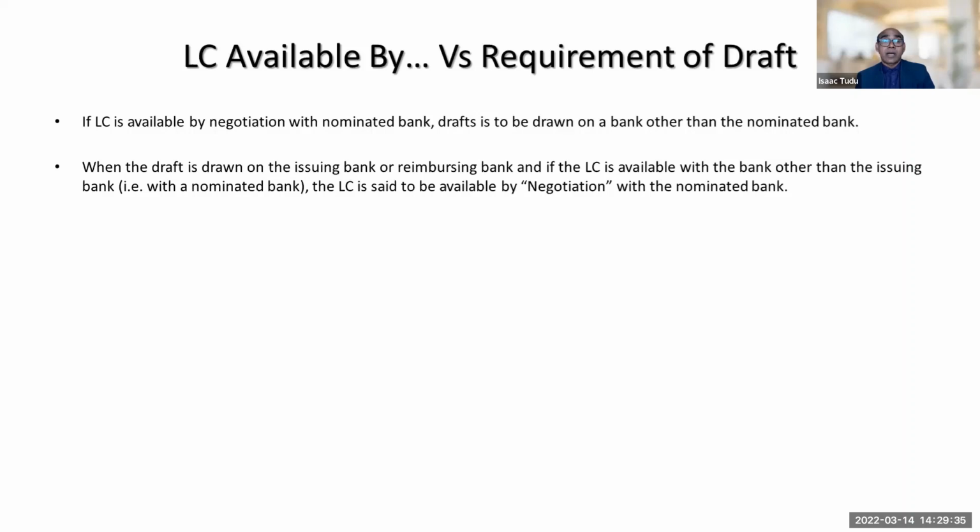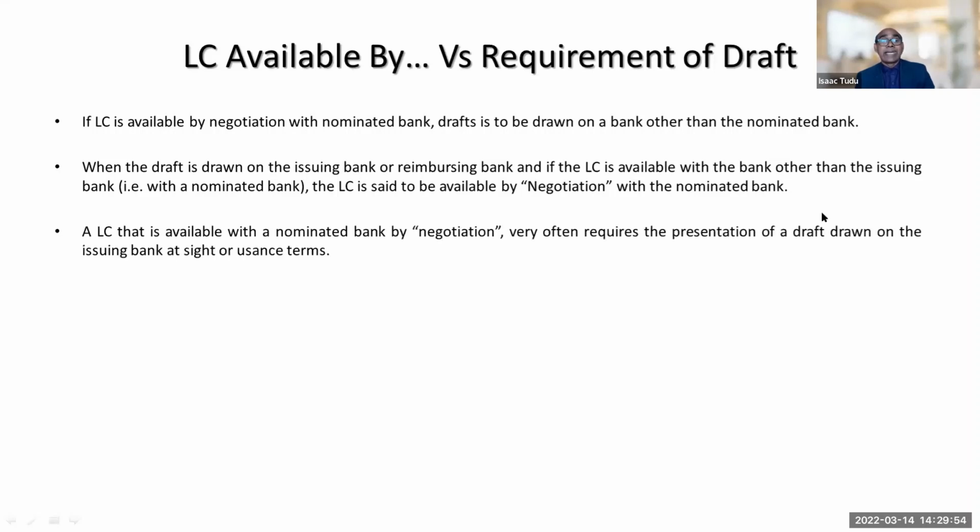bank. When the draft is drawn on the issuing bank or reimbursing bank, and if the LC is available with a bank other than the issuing bank, that is, with a nominated bank, the LC is said to be available by negotiation with the nominated bank. An LC that is available with a nominated bank by negotiation very often requires the presentation of a draft drawn on the issuing bank at sight or usance terms.